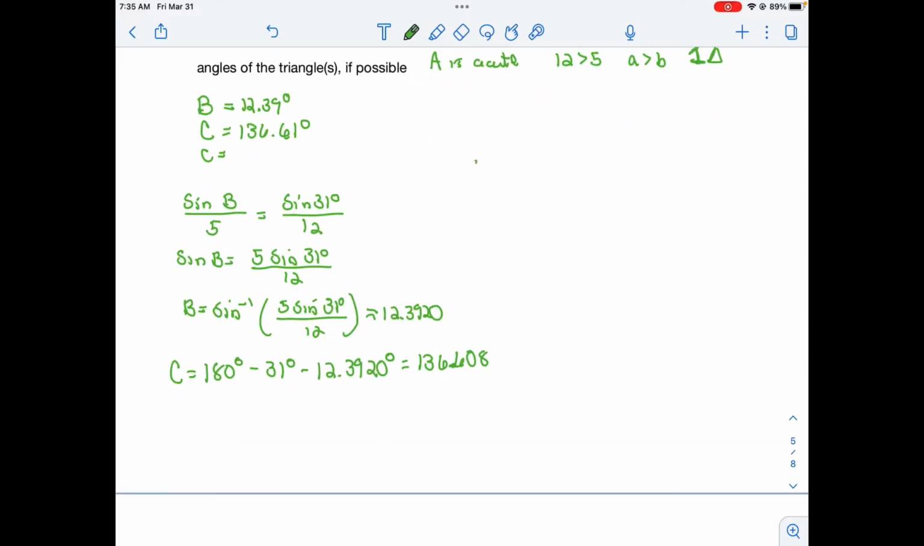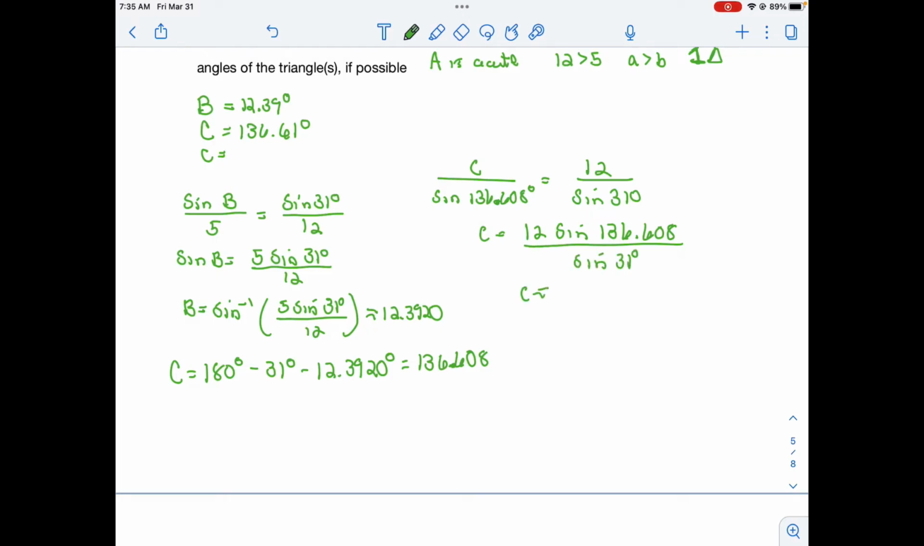Finally, I'm going to use the law of sines to find side C. So side C divided by the sine of 136.608 degrees is equal to 12 divided by sine of 31 degrees. Multiplying each side by the sine of 136.608 degrees, I end up that side C is approximately 16.01.